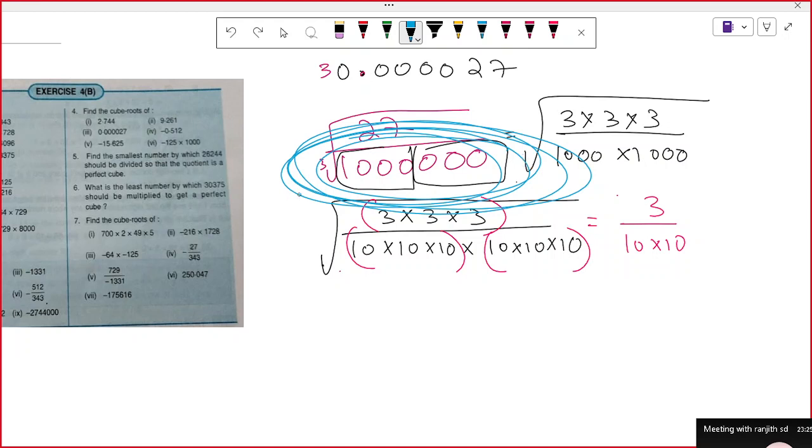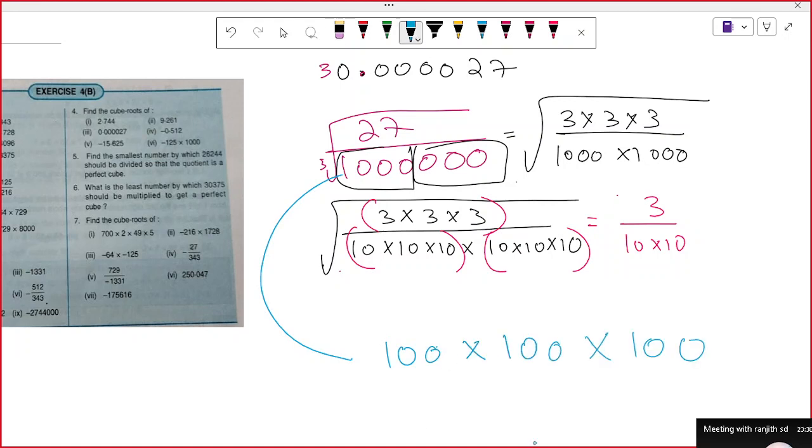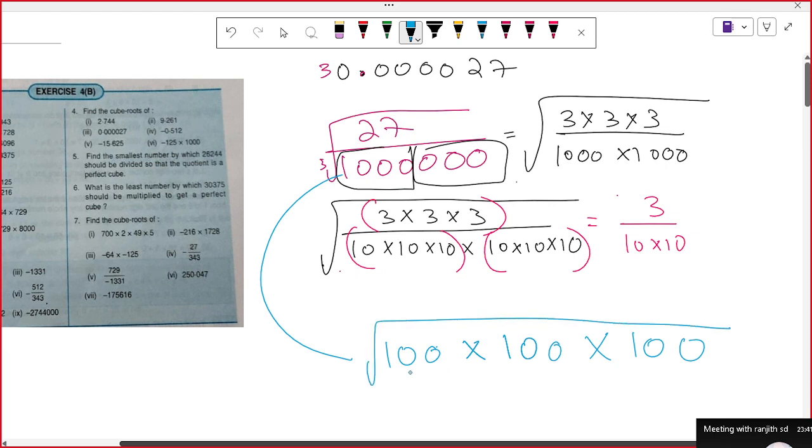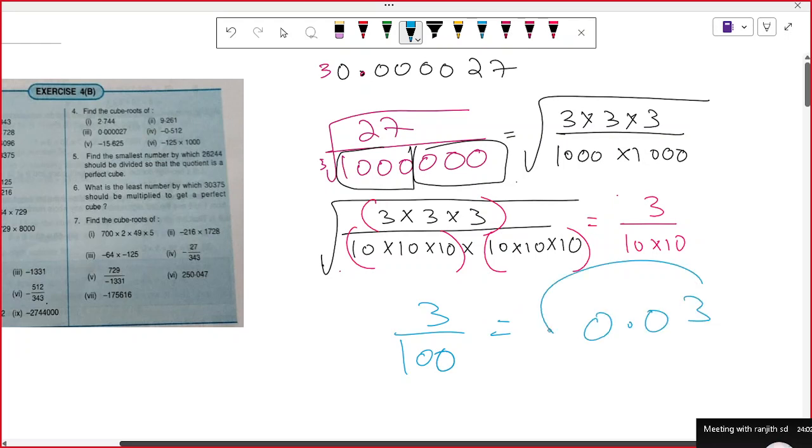If it was a square, how many zeros would I have split? 2 zeros. So this 1000 into 1000, I would have written as 100 into 100, sir. Then how many tens do you get for 100? 10 into 10. First, if it is a square, split it like this, 2 zeros. If it is a cube, split 3 zeros. So the final answer is 3 by 100. Use the shifting method: 0.03.